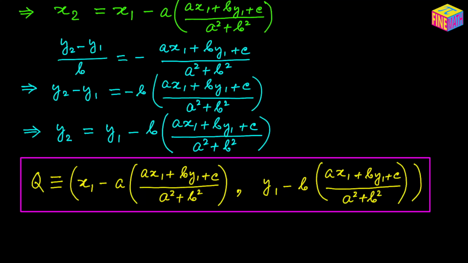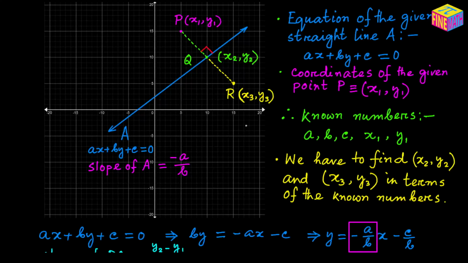Next we are going to calculate the coordinates of the image of point P. Let's take a look at the diagram again. The image of the point P has been noted here as the point R, and we have assumed that the coordinates of the point R are x sub 3, y sub 3. Now if you think about it, since R is the image of P in the given straight line A, then definitely PQ will be equal to QR, because image is always at the same distance as the object. So the distance PQ will be the same as the distance QR. That means Q would be the midpoint of P and R.